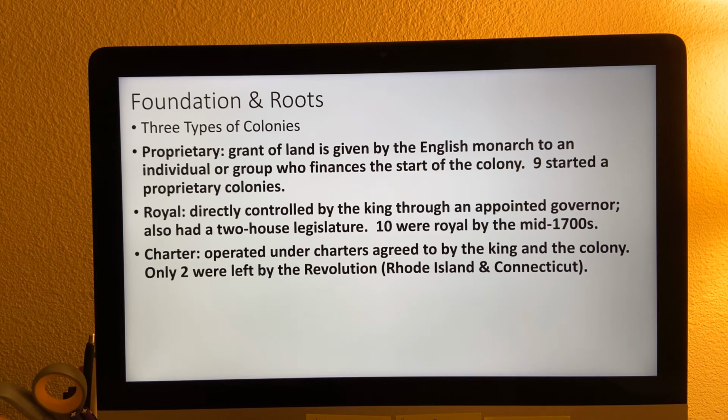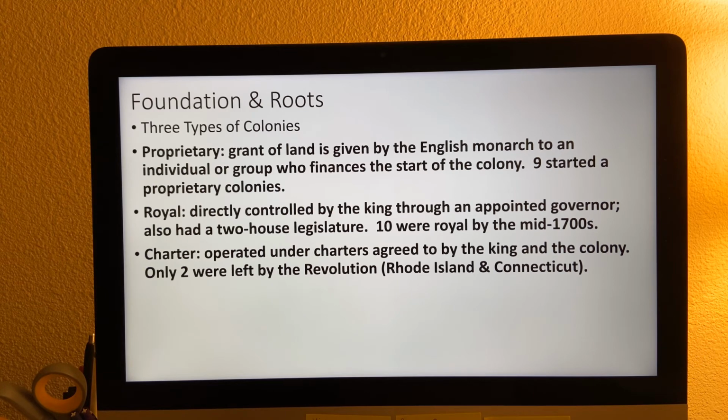Now, you've heard this before, but let's do a quick review of it. There were three types of colonies that were established. You have proprietary, royal, and charter. Proprietary, think proprietary money. The king would grant a piece of land to an individual or to a group who would promise to pay for the starting of a colony.